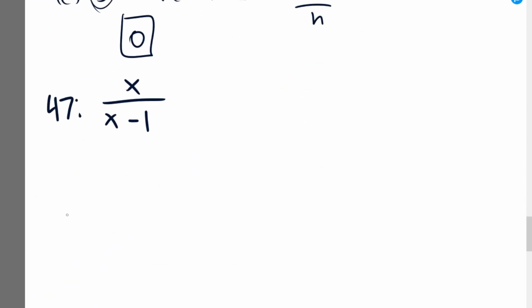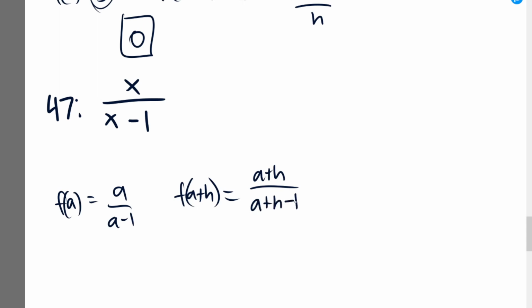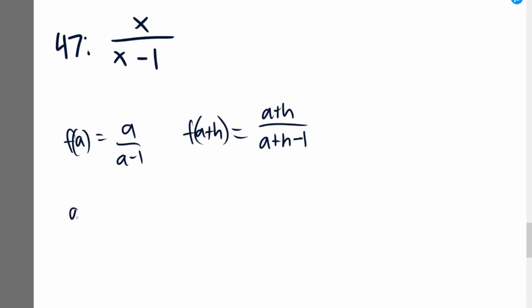And then this one, f of a is going to be equal to a over a minus 1. F of a plus h is going to be equal to a plus h over a plus h minus 1. And a lot of students' first impulse is to cross these out, but it doesn't work that way because there's these tricky plus signs. So now what we can do is we can combine everything. So we have a plus h over a plus h minus 1 minus a over a minus 1, and then all of this is over h.